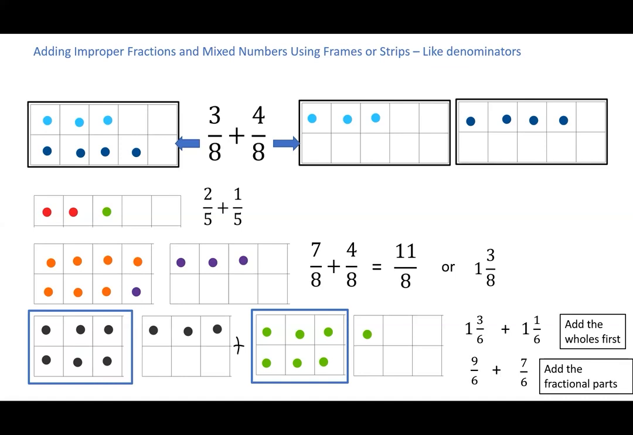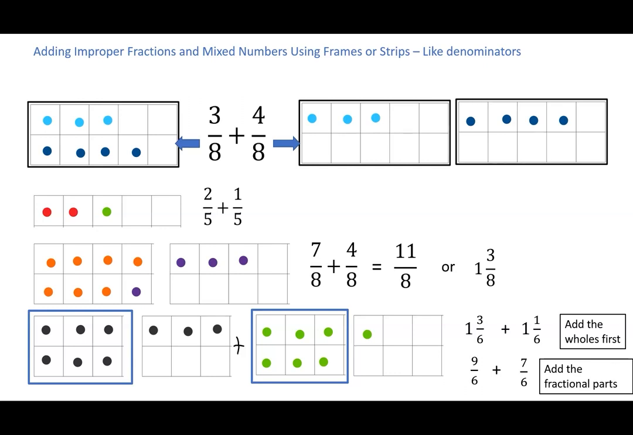Or you can do it through adding the fractional parts, which is your improper fractions. So we have 9/6 and we have 7/6 here, and then we count them all up and we've got an improper fraction. Now, you have to be careful because you have to know what you want. Do you want the answer as a mixed number, because it's easier or simpler?